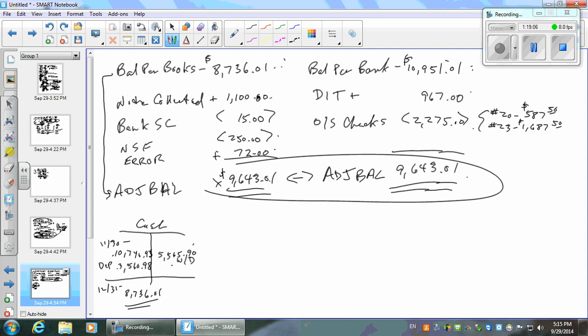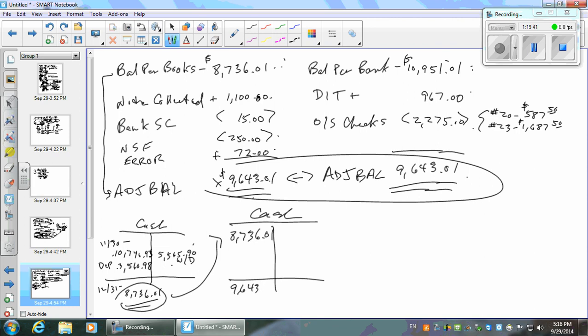The balance in the account right now is 8,736.01. Everybody agree? That's what's there. We'd like it to be 9,643.01. Don't call up the bank and tell them they're wrong because there's a deposit in transit. Don't call up the bank and tell them they're wrong because there are outstanding checks. They're going to find out about them when they get there, right? Okay? So, I'll do another cash account here just so we have room. Right now, it's 8,736.01, and I would like it to be how much? 9,643.01.